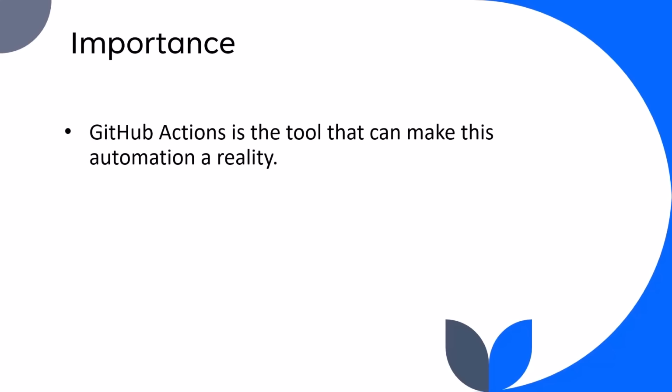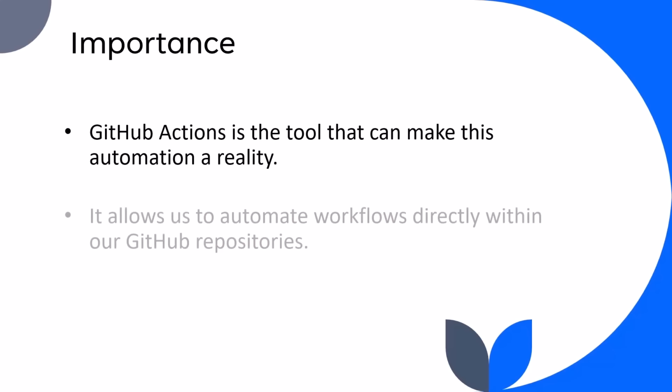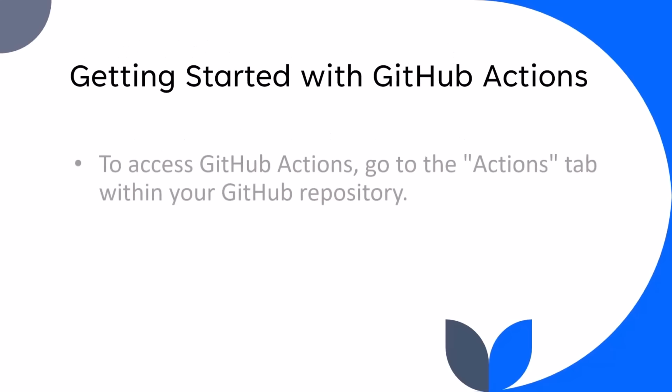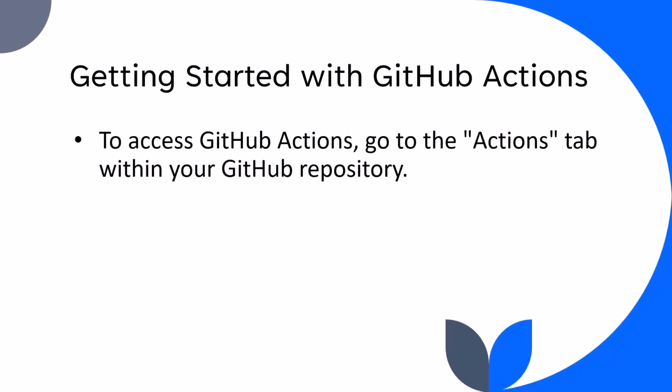So that is the importance of GitHub Actions. It allows us to automate workflows directly within our GitHub repository. So let's get started with GitHub Actions. Now to access GitHub Actions, we'll go to the Actions tab within our GitHub repository. Just a quick look at how the Actions tab looks.